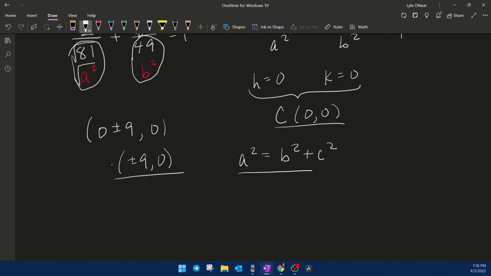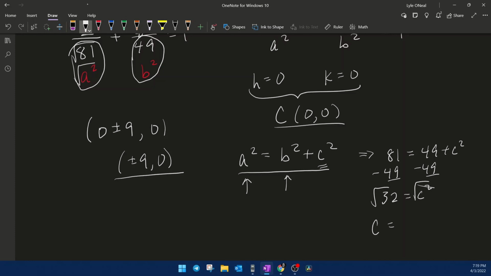Here with our Pythagorean relationship, we're going to substitute for a squared and b squared, and then we'll be able to solve for c squared and then c. All right, so what do we got? We've got a squared, 81, equals b squared, 49, plus c squared. We're going to need to subtract 49 from both sides. 81 minus 49 is 32. And then we're going to need to take the square root of both sides to get our value of c.